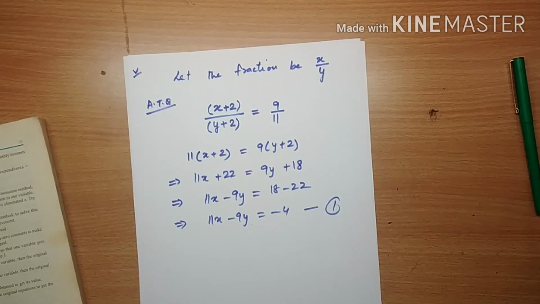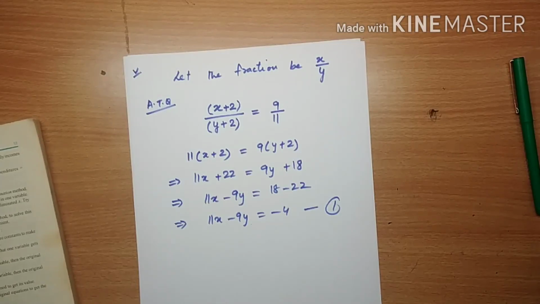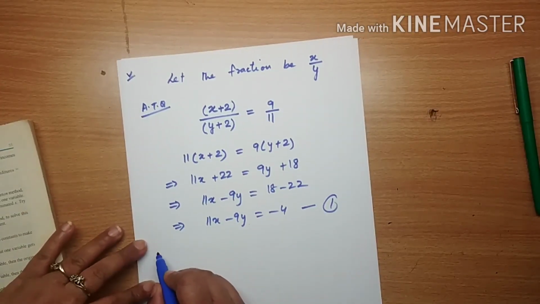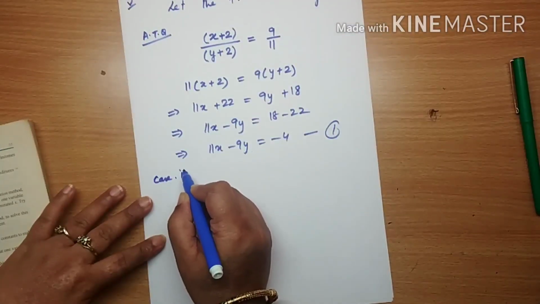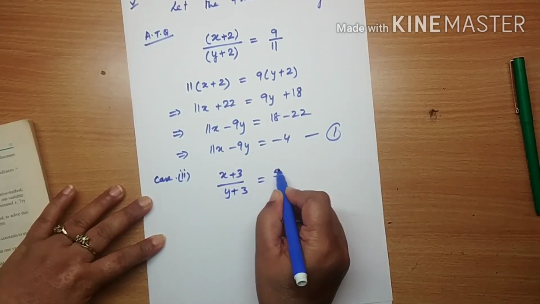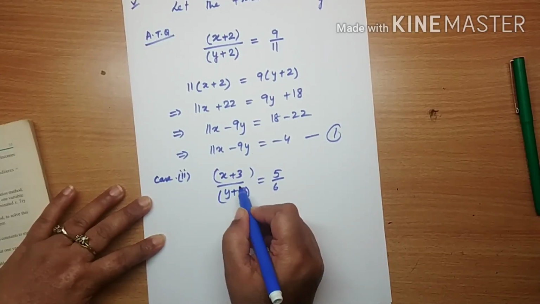Now in the second equation, second case, he says, if we add 3 to both numerator and denominator, the fraction becomes 5 by 6. So he says, if we add 3 to both numerator as well as denominator, the fraction becomes 5 by 6. So case 2, if we add 3, so x plus 3 and y plus 3, the fraction becomes 5 by 6. Again enclose them in brackets.